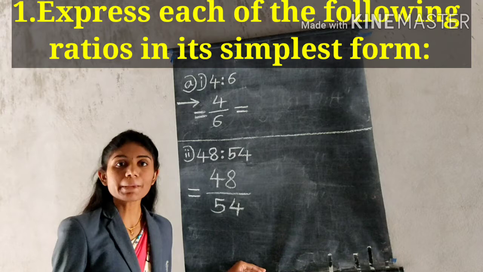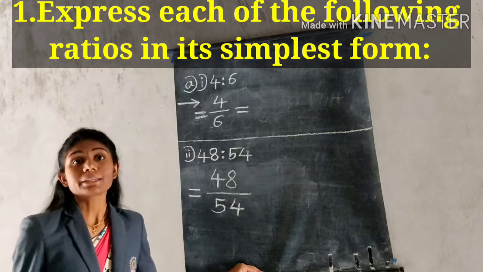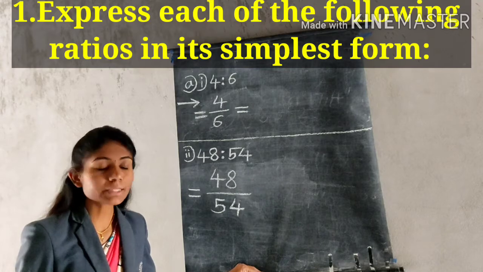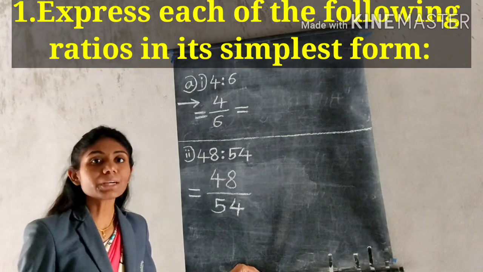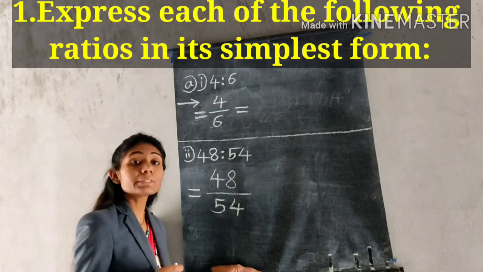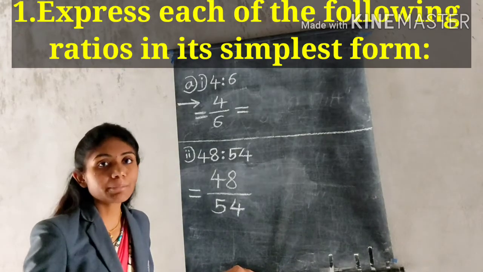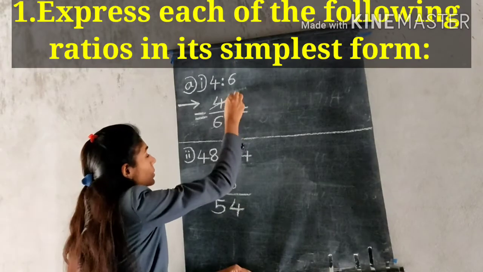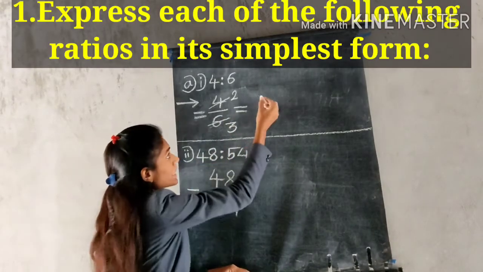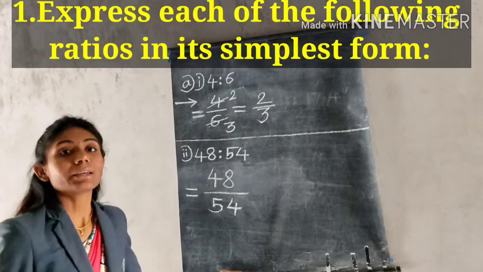Now let's solve some examples from Exercise 11A. The question is to convert the given ratio into its simplest form. The given ratio is 4:6. We need to convert it into the simplest form. Whenever we convert, we need to divide the numerator as well as the denominator by the same number. Here we select 2. 2 twos are 4, and 2 threes are 6. So our answer is 2 upon 3. This is the simplest form of the given ratio.